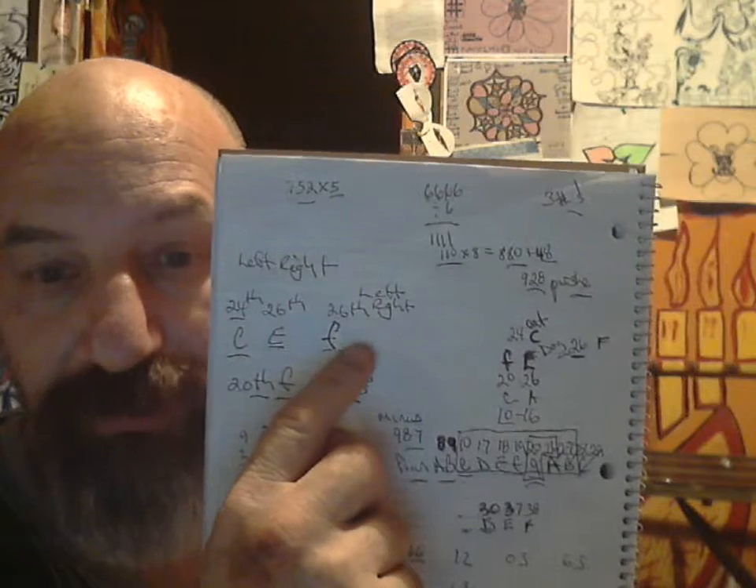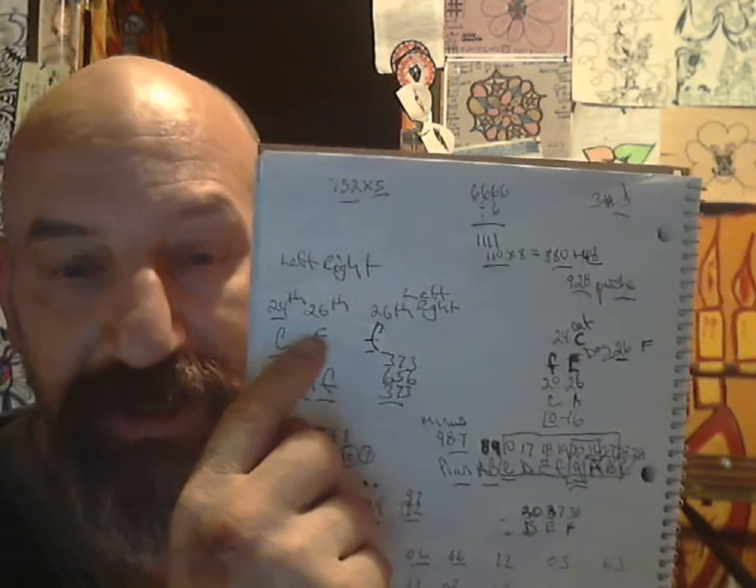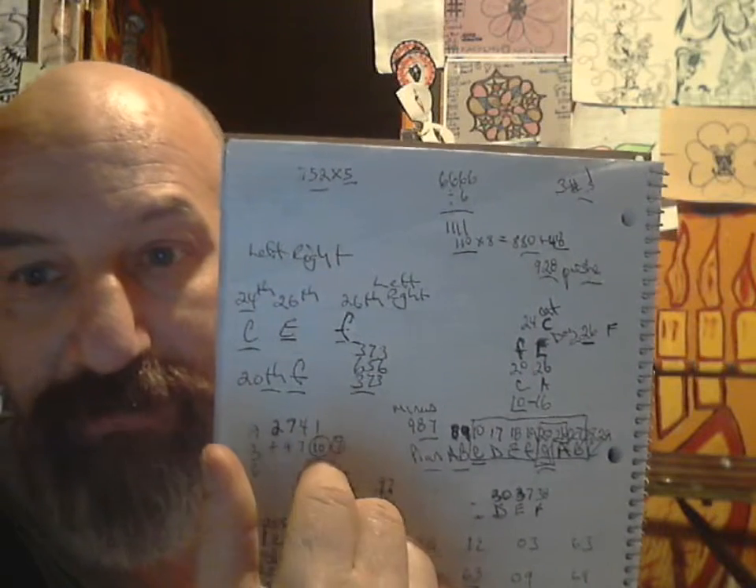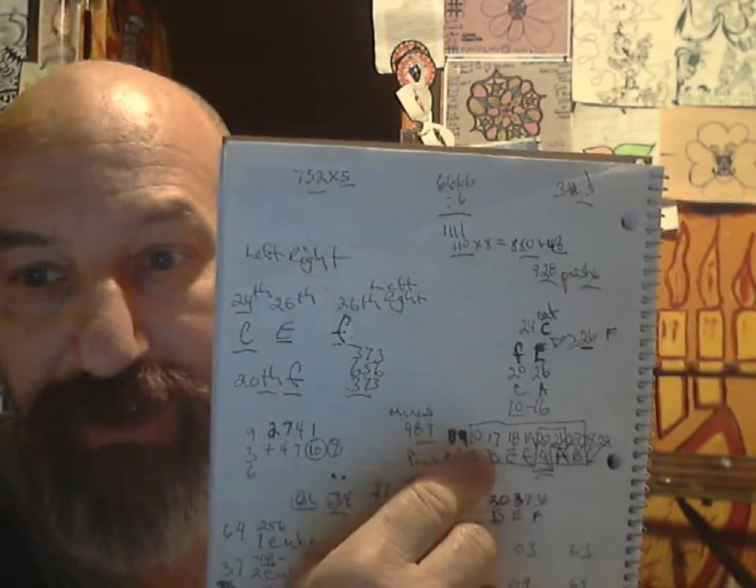F supports G, then F, then E. This one is C, E, and F. Why? Because we're coming from right to left on the piano and left to right on the piano.